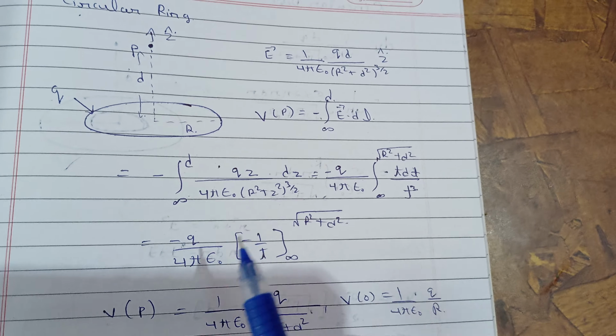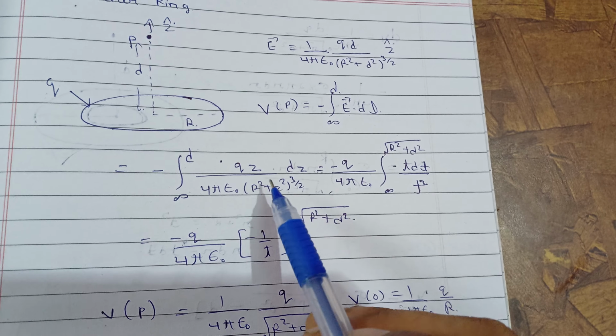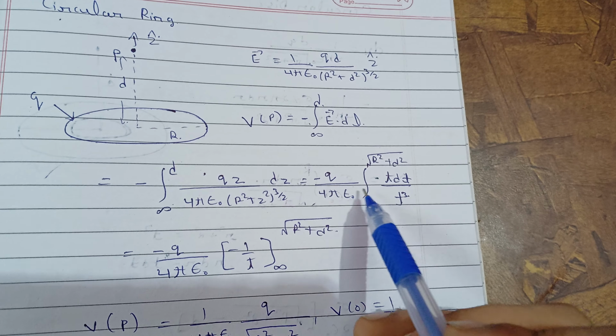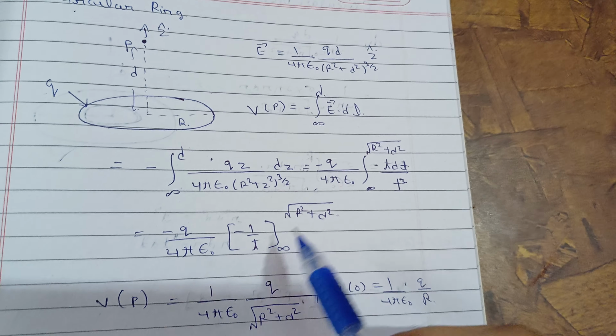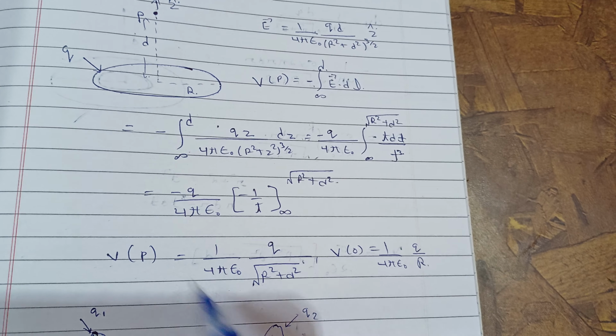Now again we can integrate this by substituting the value for r square plus z square equal to t square. So it will give you this. Now integrate this and substitute the limits. This is simple integration, you will get Vp equal to this value.